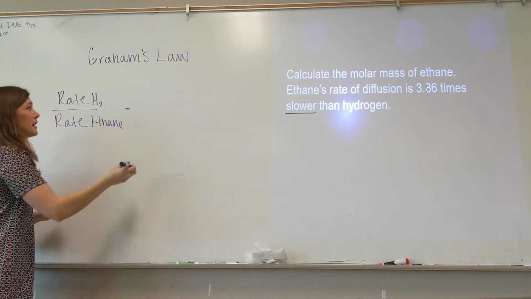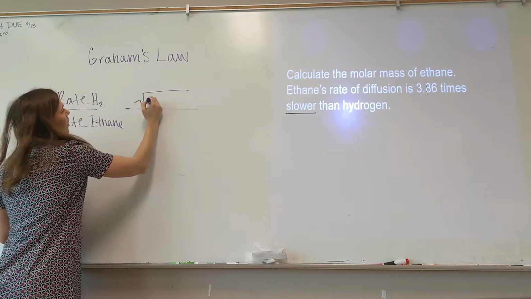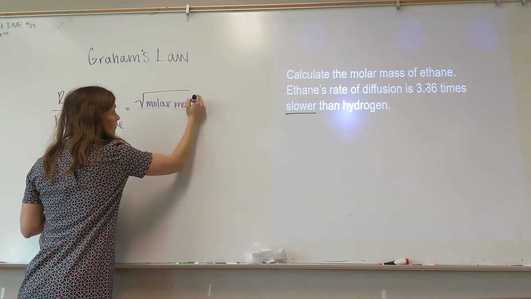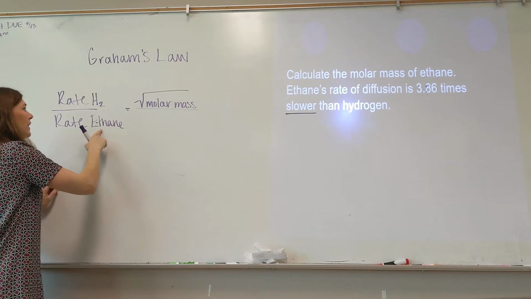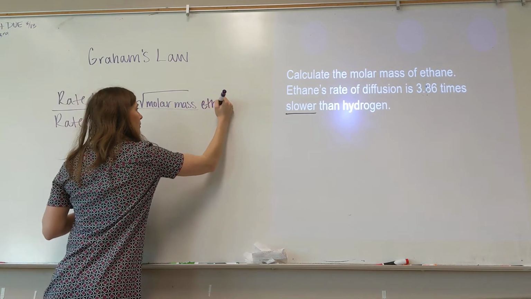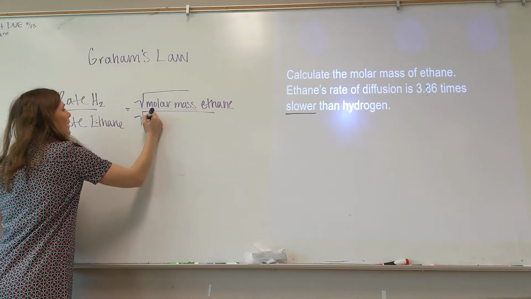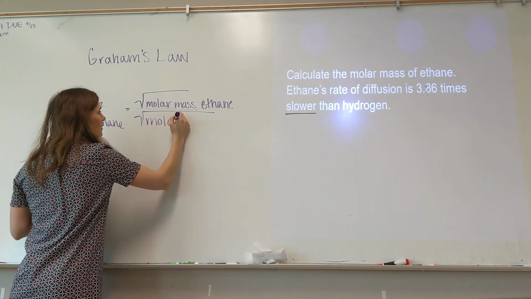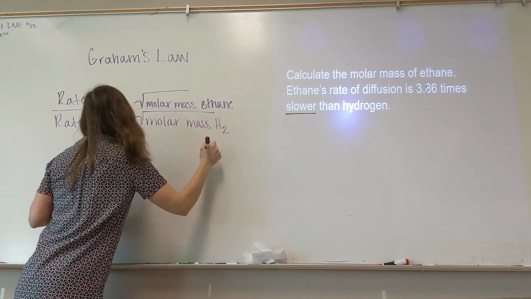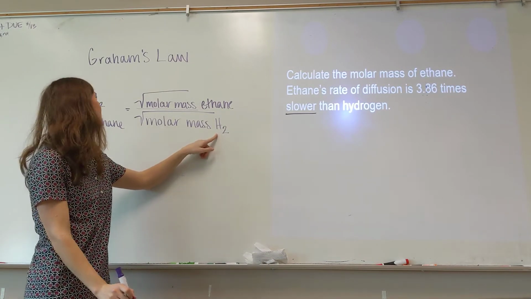That's going to help me set up this next formula. Alright, so I'm going to have the square root of the molar mass, which is what I'm solving for, of ethane. Remember that whatever's on the bottom over here goes on the top up here. And the square root of the molar mass of hydrogen. Remember, hydrogen is a diatomic. That's why I'm putting it as H2.